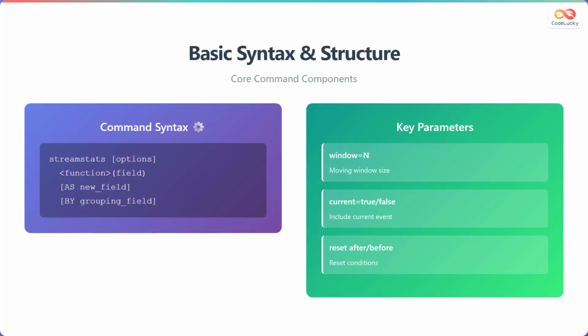The basic syntax for the streamstats command follows a straightforward structure. You start with the streamstats keyword, followed by optional parameters, then specify the statistical function you want to apply to a field, and optionally assign the result to a new field using the AS clause. You can also group calculations by specific fields using the by clause. Key parameters include the window parameter, which defines a moving window size for calculations, the current parameter, which determines whether to include the current event in the calculation, and reset conditions that allow you to restart calculations under specific circumstances. Understanding this syntax structure is essential for building effective streamstats queries.